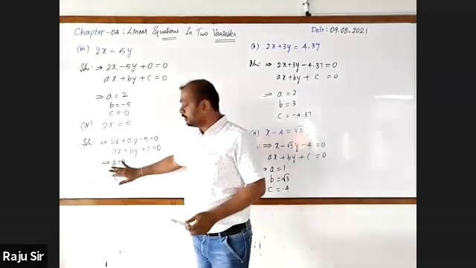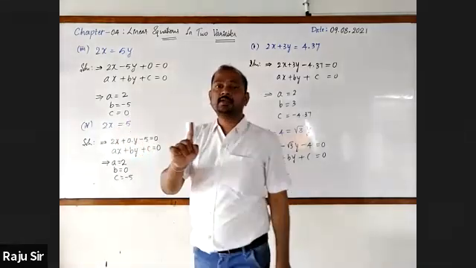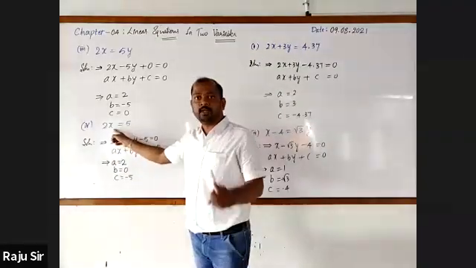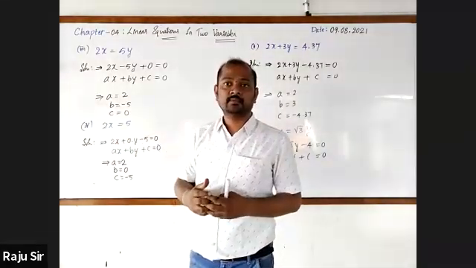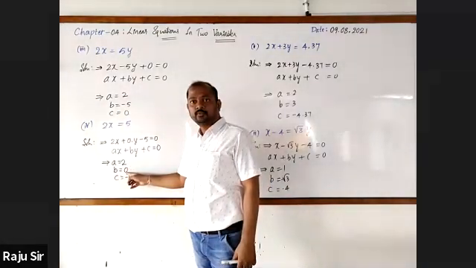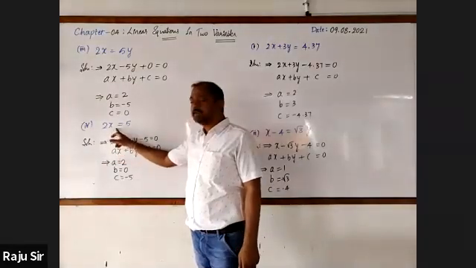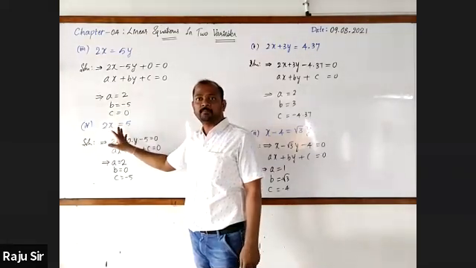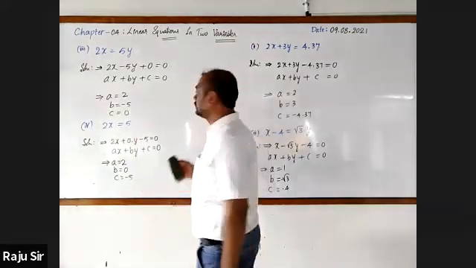Got it? The given equation is actually a linear equation in one variable. It is not in the two variable form, that is why B is 0. For this reason, we cannot say that it is a linear equation in two variables. It is always in one variable only. Okay, next.